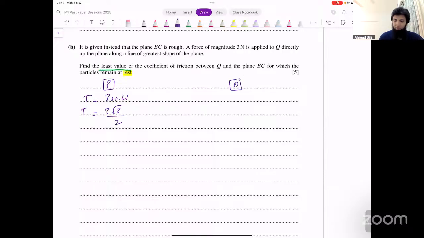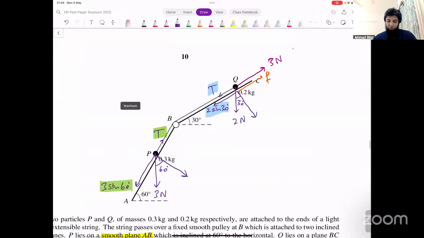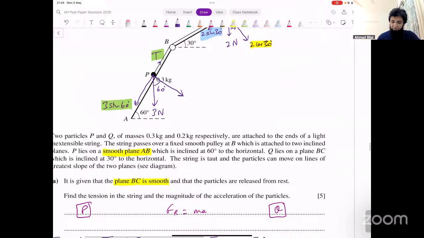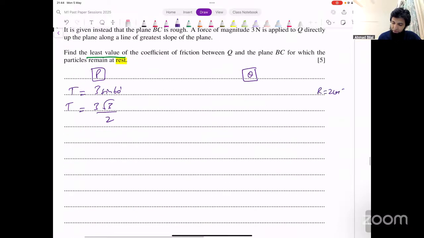For Q, what are the forces acting on Q now? Since we also have friction involved, we have to consider normal reaction as well. We've got normal reaction acting in this direction. The component of weight acting in this direction is 2 cos 30. Now, R should equal 2 cos 30. Let's write that down here. R equals 2 cos 30, and that's 2 root 3 over 2, which is root 3.